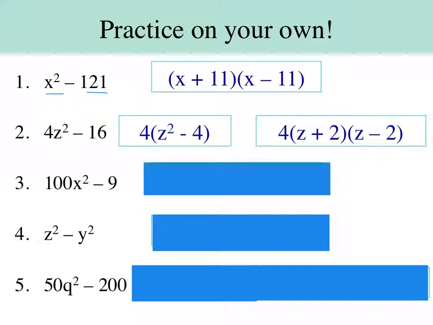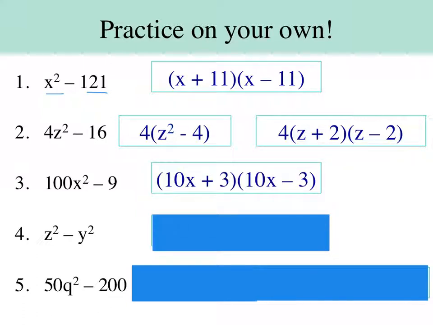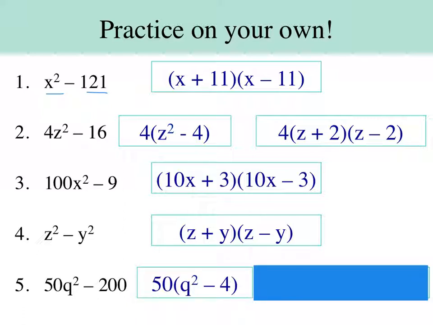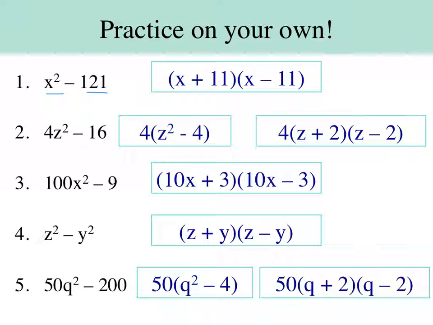Number 3, no GCF, but they are both perfect squares with a minus in between. So we take the square root of each and put opposite signs. We get 10x plus 3 and 10x minus 3. The next one, these are both perfect squares with a minus in between. So z plus y and z minus y. And then your last one, it's not perfect squares now, but there is a GCF of 50. So if you take that out, then you're left with a difference of squares, and you can take the square root of each and have your opposite signs and be done with that.